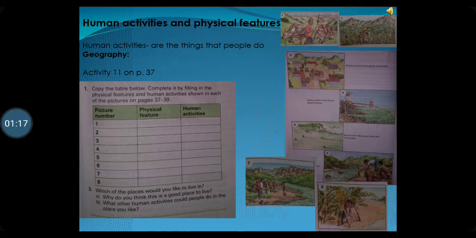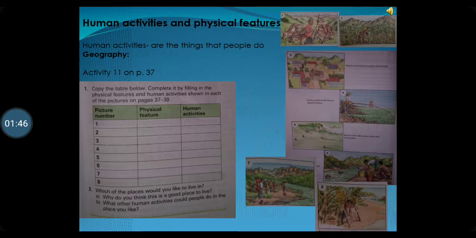Okay, then picture number 3 on page 38. Houses can be built on gently sloping land or flat land. Okay, there's a picture of houses. Then number 4, rocky coastlines like these are ideal for fishing. Then picture number 5, beaches with rolling waves make ideal surfing spots. So there you can see a couple of people surfing and swimming in the ocean.